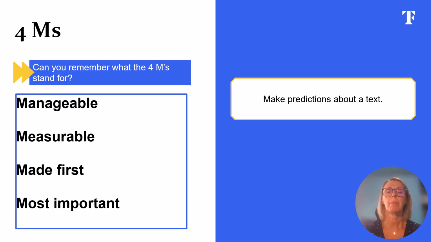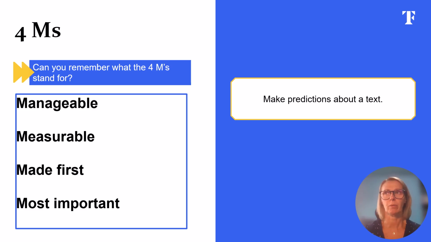Make predictions about a text. Can we see the objective? We can see that this objective doesn't meet the 4 criteria. It's not manageable. Make inference about a text is too broad and can't be achieved within the time frame of the lesson. It's not measurable again, as it is too vague and you wouldn't be able to assess progress against it. It may be made first, but as it is so broad, it would be difficult for you to design activities that clearly support pupils in learning enough to meet the objective set.